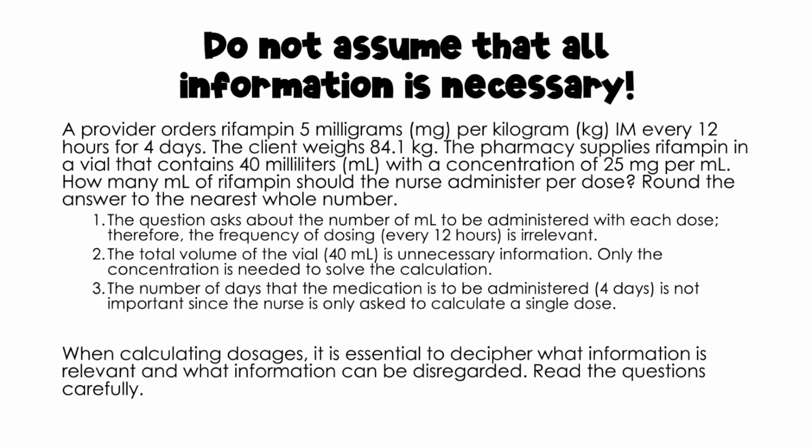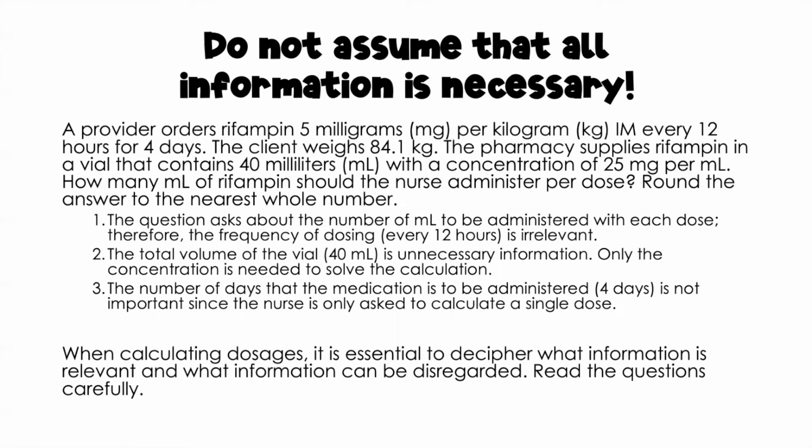So automatically, you know, this is going to be volume. But you're told that it's going to be given every 12 hours for 4 days, but we're only giving a single dose. So it's irrelevant that it's going to be given every 12 hours. That's the frequency. That's irrelevant. It's also irrelevant how long the client is going to get it. That is information that we don't need. It's what I call junk. It's thrown into the problem, basically to throw you off.